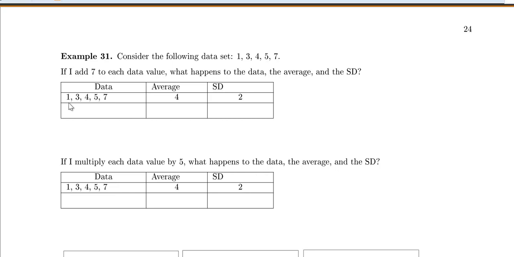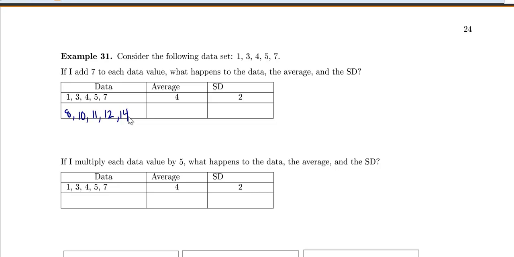So if I add 7 to each data value, then 1 plus 7 would be 8, 3 plus 7 would be 10, 4 plus 7 is 11, 5 plus 7 is 12, 7 plus 7 is 14. So I literally added 7 to each data value. So now what's going to happen to the average?